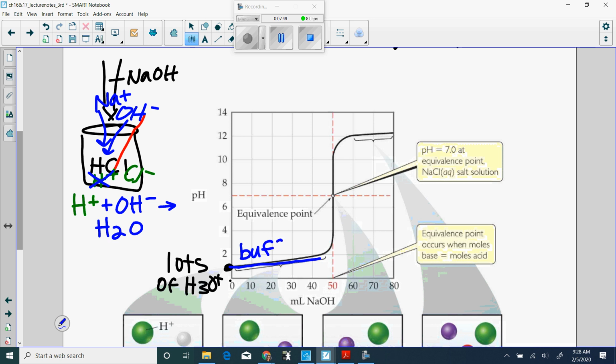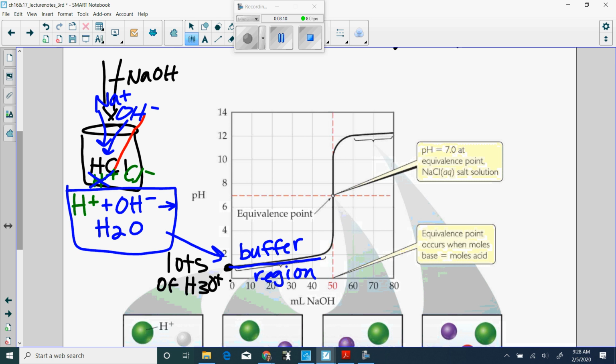This is called the buffer region. And the story of what's happening in the buffer region is this: I'm just making a bunch of water, making a bunch of water, making a bunch of water.